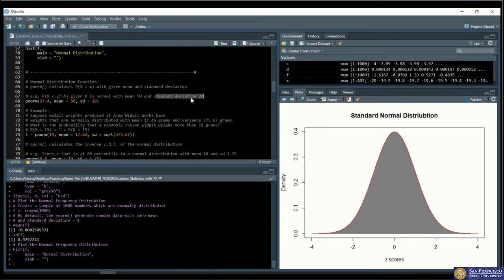So all we need to do to figure out the probability here is to use the pnorm function. Again, the pnorm function also has a default of 0 mean and standard deviation of 1, but you can define your own. In this case, we have a sample that has a mean equal to 50 and a standard deviation equal to 20. So we want to know what is the probability of choosing a random number that falls below 27.4.